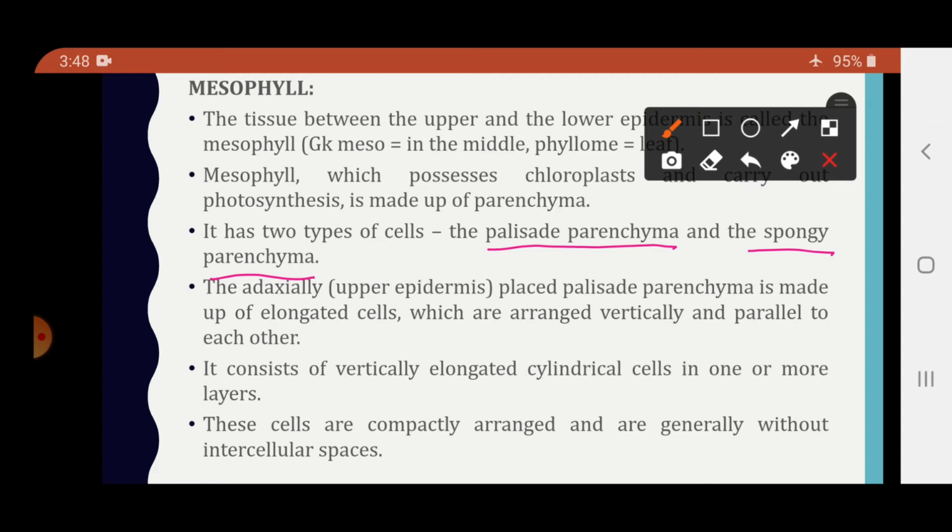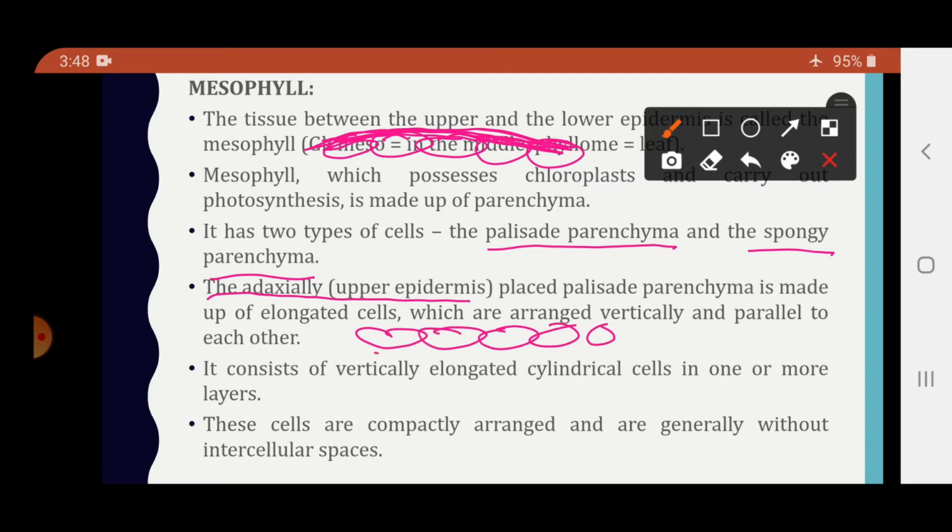So first of all, let us begin with the palisade type of parenchyma. The adaxially placed parenchyma, that is the parenchyma placed towards the upper epidermis. Say for example, this is the upper epidermis, right? This upper epidermis is surrounded by a thick layer of cuticle. In the same way, this is the lower epidermis, and it is also surrounded by a layer of cuticle.